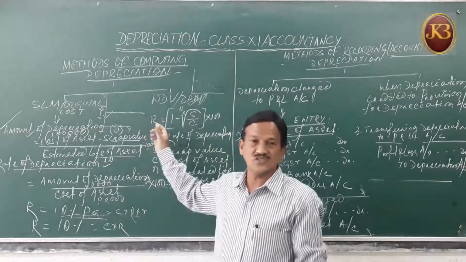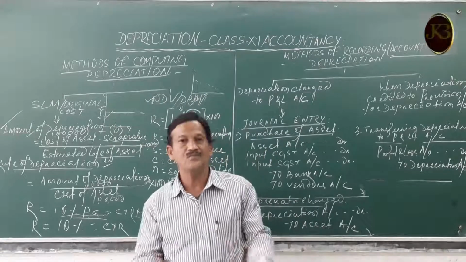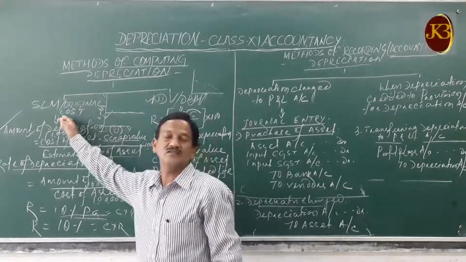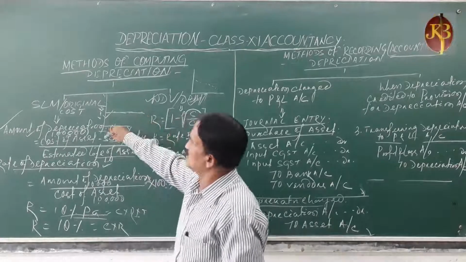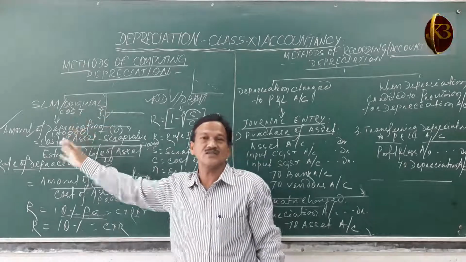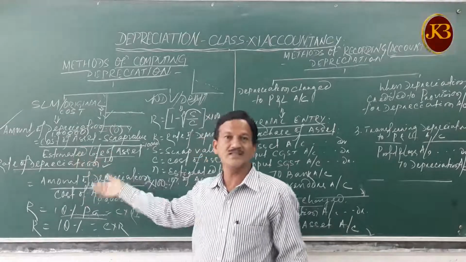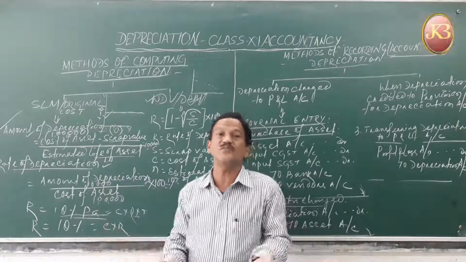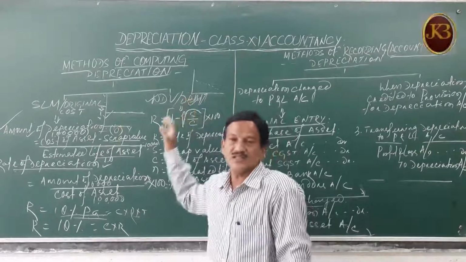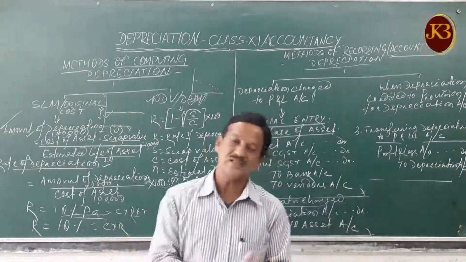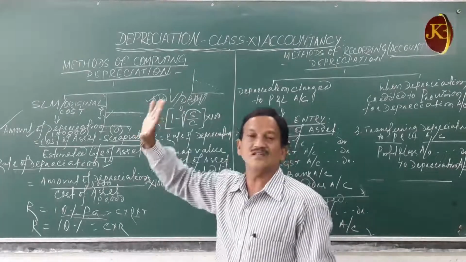Then the second difference is that this method is widely accepted by the Income Tax Act and Companies Act, and the straight line method is not accepted. And the third difference is that the straight line method is very easy to calculate and record, because the amount of depreciation is fixed, it does not change. But under the written down value method, it changes every year, so it is a little bit difficult to calculate. So those are the methods of depreciation.